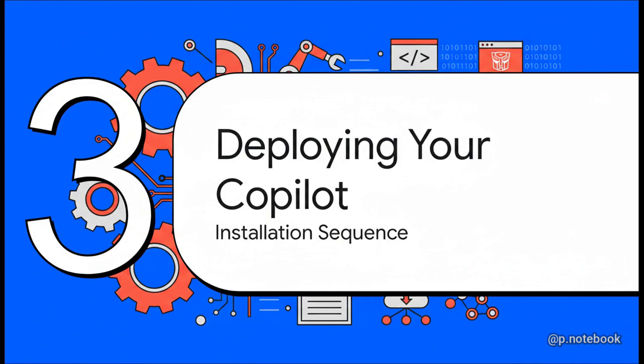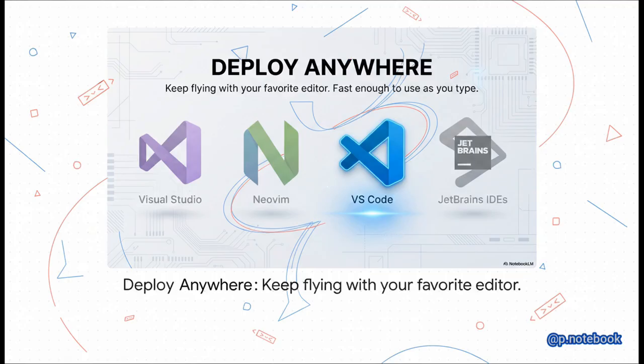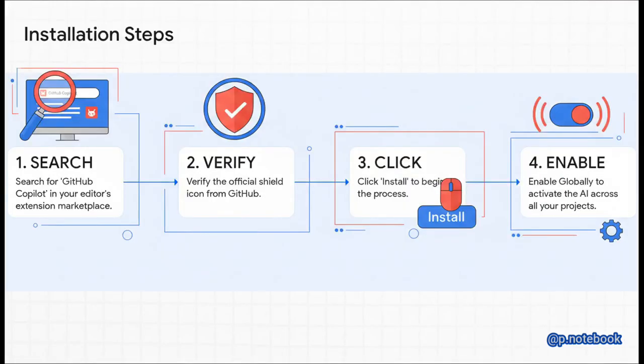Let's walk through the super simple sequence for getting this thing installed and activated. And one of the best parts about Copilot is that you don't have to change your workflow at all. As you can see, it just deploys right into the editor you already know and love, whether that's Visual Studio, Neovim, VS Code, or one of the JetBrains IDEs. The deployment sequence itself is just 4 easy steps.